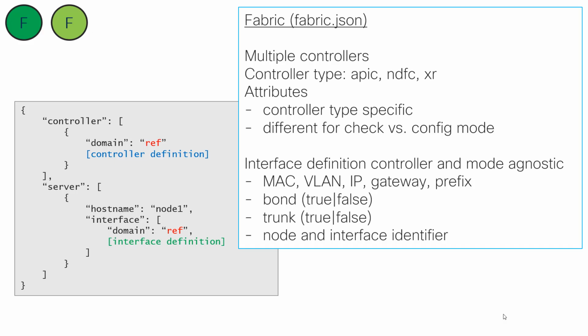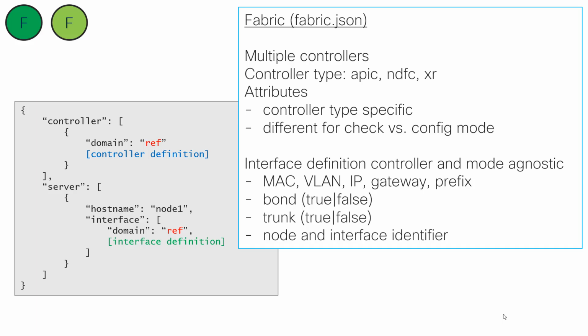Everything regarding Fabric is defined in a single Fabric.json file that has two key sections: list of controllers and list of servers, and for each server, list of interfaces. Server interfaces are associated with controller using domain attribute value. Controller definition refers at least to controller identity in case of check mode. It can also refer to configuration intent in case of configuration mode.